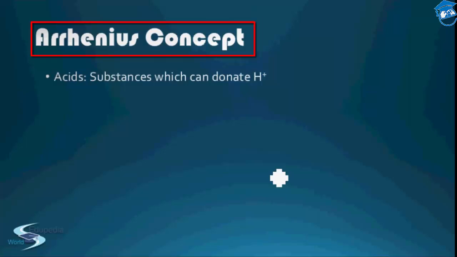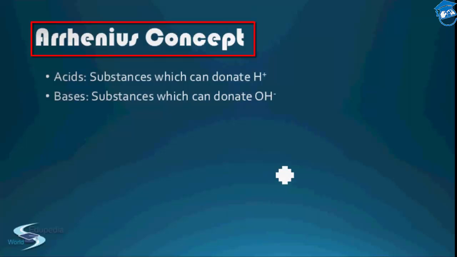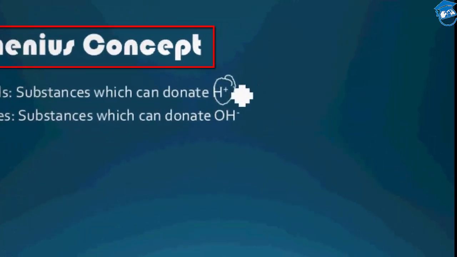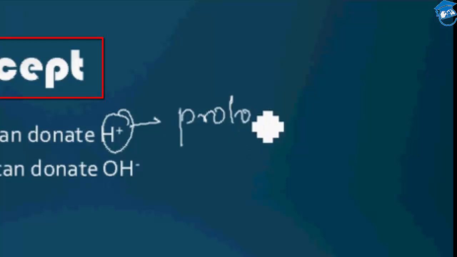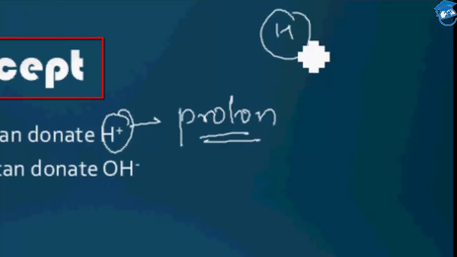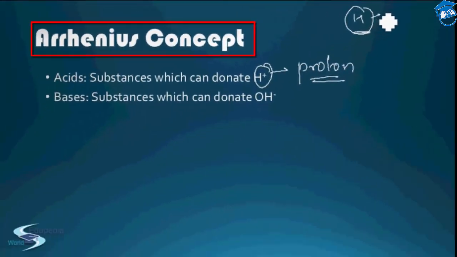Likewise, he also gave the definition for a base: any substance which can donate OH minus ion. H positive ion is sometimes also called a proton. If you have studied atomic structure, you might know that the hydrogen atom contains only one electron and one proton. There is no neutron in it. So that means the H positive ion contains only a proton, nothing else. That's why H positive ion is also called a proton. So proton donors are acids, and OH minus is the hydroxyl ion, so hydroxyl ion donors are bases.